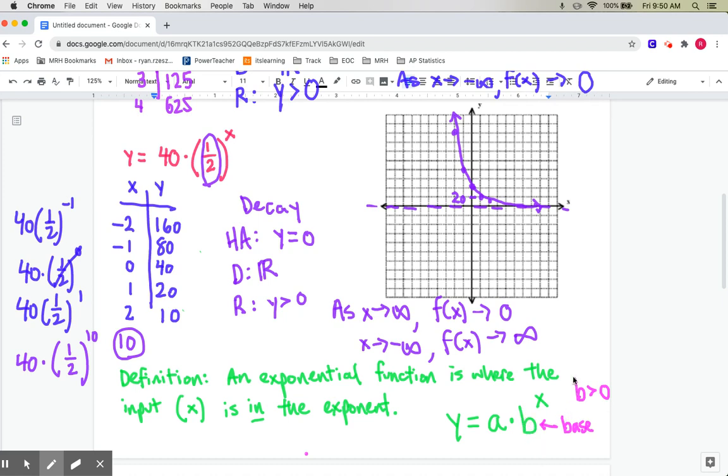Why we don't allow a negative is something I'll ask you guys about later as a critical thinking challenge problem. But we only allow the number under the exponent to be positive. Over here, the coefficient, that can be whatever you want. Positive, negative, it's cool either way. So we're going to do another example here, and this one I want you guys to try out for yourself.